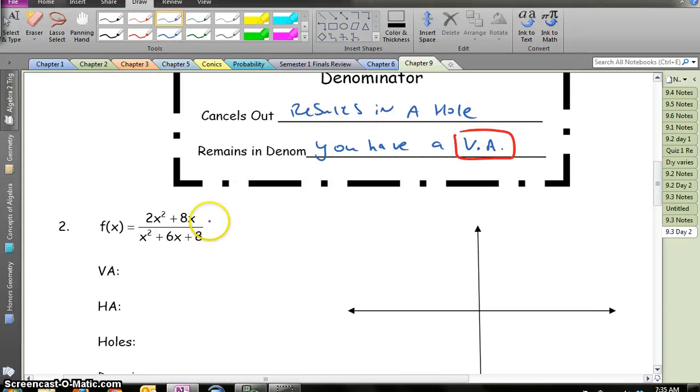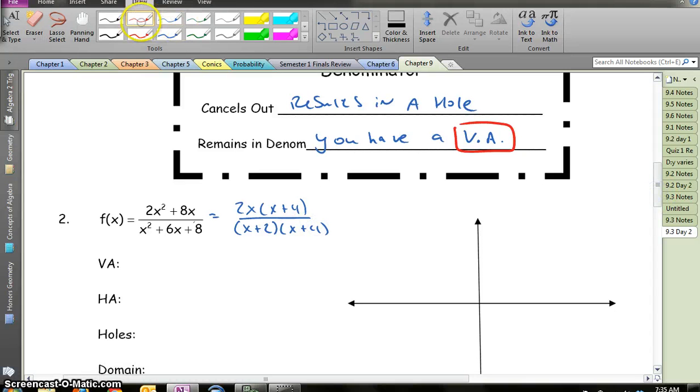So let's factor. The top one is GCF, it's 2x. I'm left with x plus 4. In the denominator, two numbers that multiply to positive 8 and add to 6, I get x plus 2, x plus 4. So notice, something cancels in the denominator. As soon as that cancels, one of my holes is at negative 4. Now, however, my resulting equation is still 2x over x plus 2.